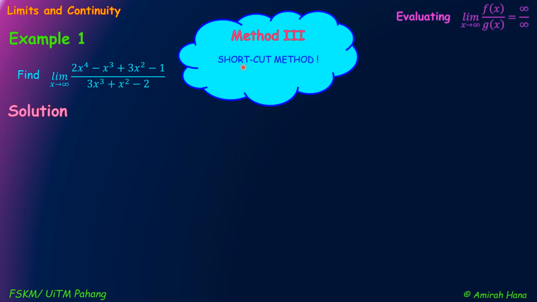Now we look at method 3 to solve the same example. This is called the shortcut method. But be careful, this method is valid for limits at infinity only.